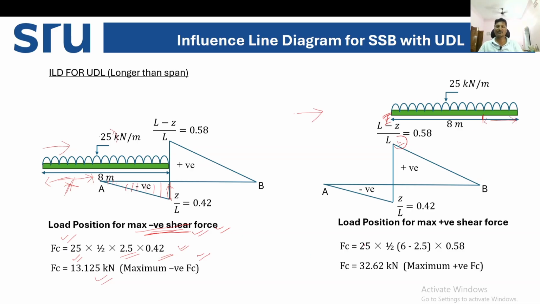So in that case, how do we find the shear force? 25, the magnitude of the load, into half into base. What is the base? The base is 6 minus 2.5, because this part is 2.5, right? So 6 minus 2.5 into the height 0.58. If you calculate this, you'll get 32.62, the maximum positive shear force, right?